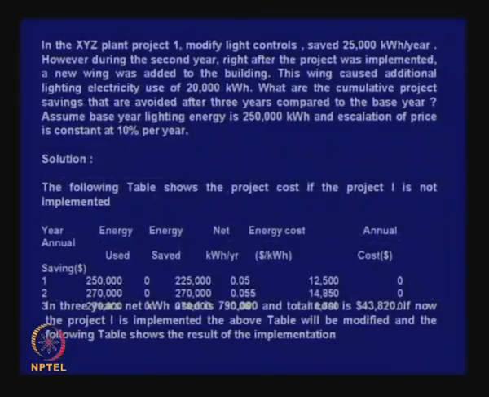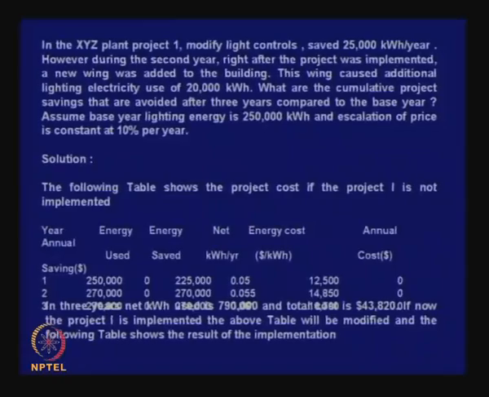Okay, we continue. In the XYZ plant project 1, modify light controls saved 25,000 kilowatt hour per year. However, during the second year, right after the project was implemented, a new wing was added. Suppose a new wing was added to the building. This wing caused additional lighting electricity use of 20,000 kilowatt hour. What are the cumulative project savings that are avoided after 3 years compared to the base year?